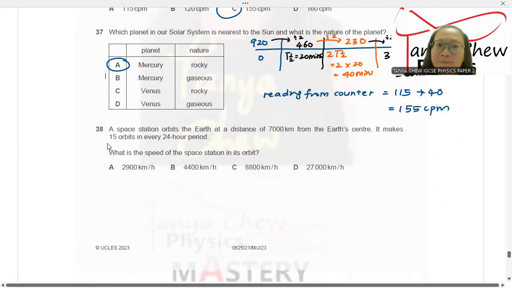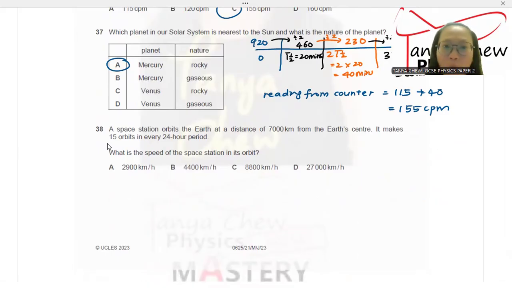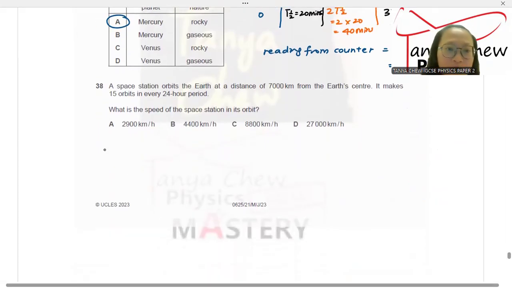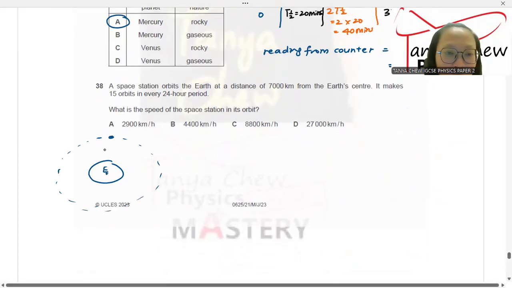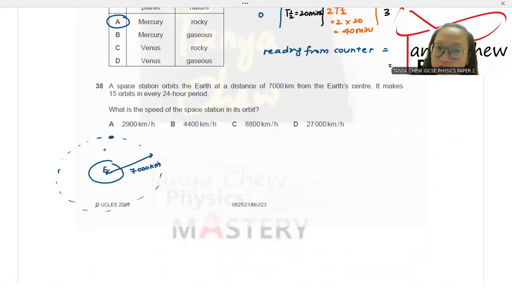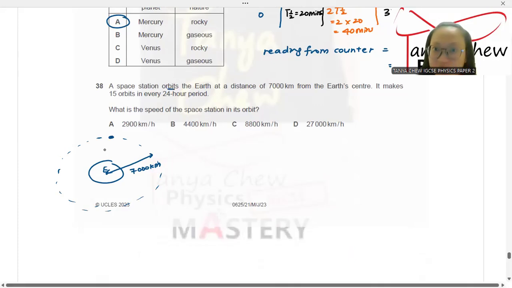Number 38, a space station orbits the Earth at a distance of 7,000 kilometers from the Earth's center. It makes 15 orbits in every 24-hour period. What is the speed of the space station in its orbit? Okay, this is the Earth. Okay, this is the space station in its orbit. And the distance is actually the radius of the orbit. Distance measured is 7,000 kilometers. Right? So speed, remember this is orbital speed because this is an orbit. So the hint is orbit.